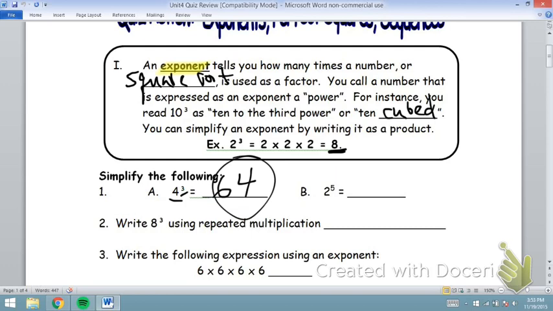Okay, moving on to the second one, example B. You have 2 raised to the 5th power, which is the same as saying 2 times 2 times 2 times 2 times 2 in repeated multiplication form. But instead of working that out, just put it in your calculator. 2, your base number, yx, and then your exponent 5. And you get an answer of 32.